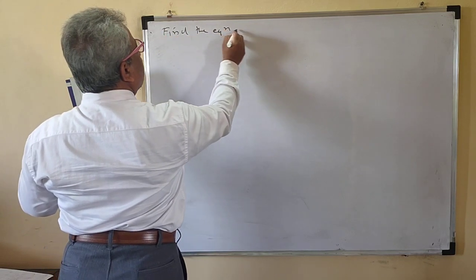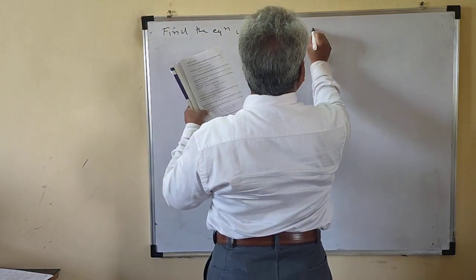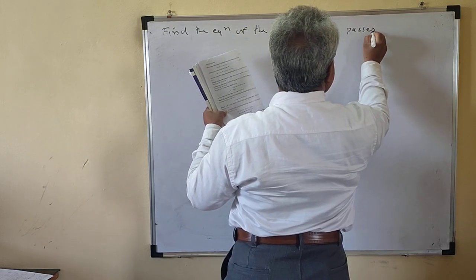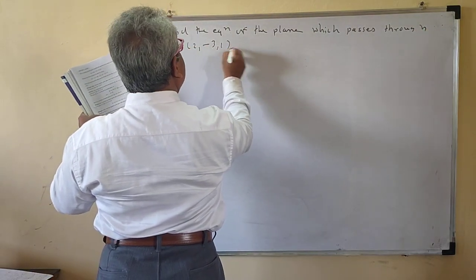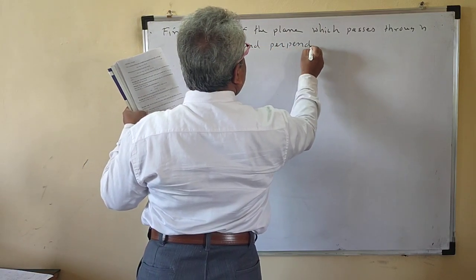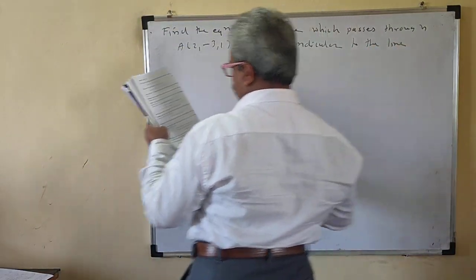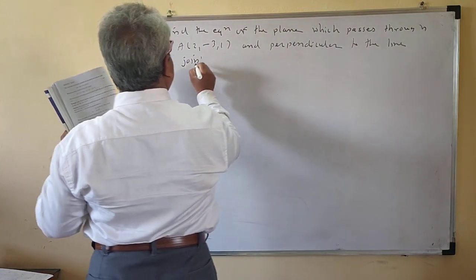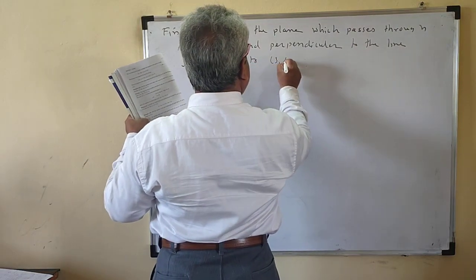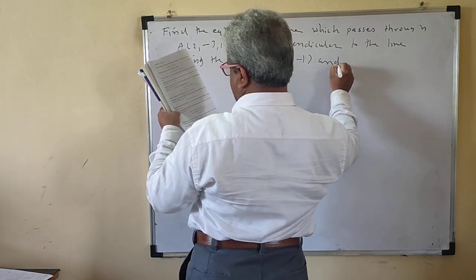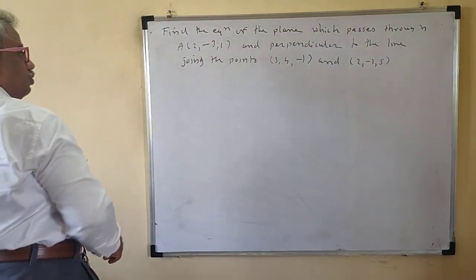Find the equation of the plane which passes through A(2, -3, 1) and is perpendicular to the line joining the points (3, 4, -1) and (2, -1, 5). Okay, solution.